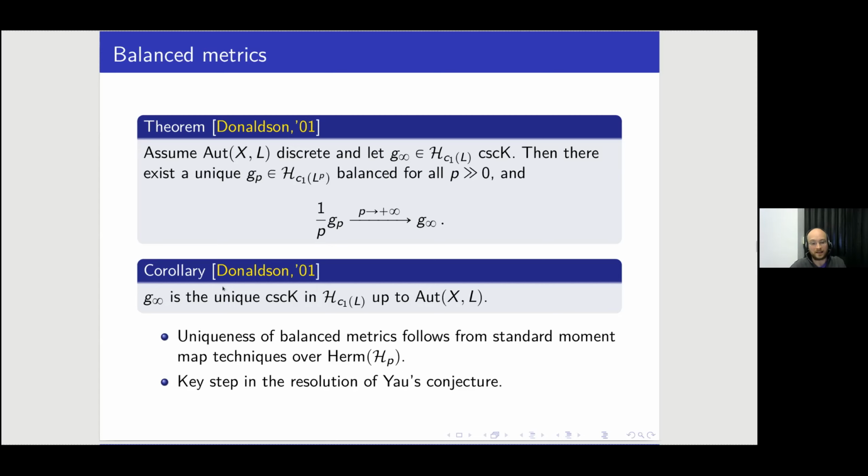Not necessarily because it's the end result, but because it provided an insight. The resolution of Yau's conjecture by Yau-Tian-Donaldson and Tian is a full combination of geometric PDE techniques on one hand and these so-called quantization techniques on the other hand. I will come back, of course, later on to the term quantization here.